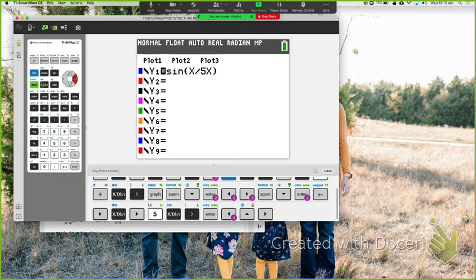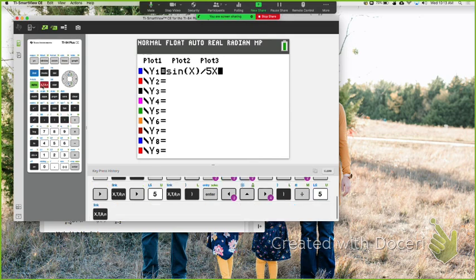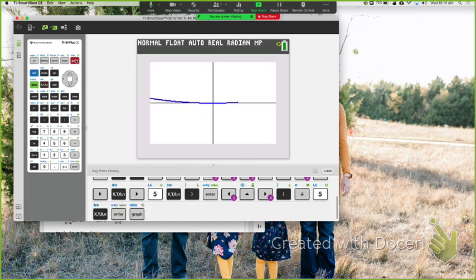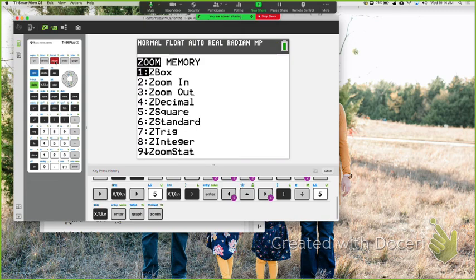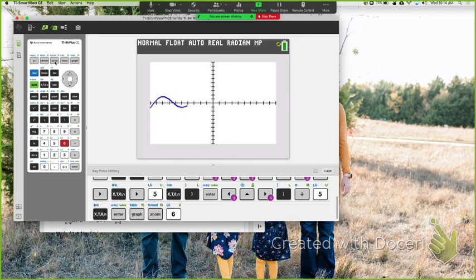Let's see if I can get that in right. Sine x over 5x. All right, let's graph this one and take a look. And I'm just going to zoom normal on this one. All right, so this sine graph, it's got waves going on, but does it have that oscillating stuff in the middle? Yes? No? Maybe? What does it look like happening in the middle here? They're meeting at 0. It looks like it's meeting at 0.